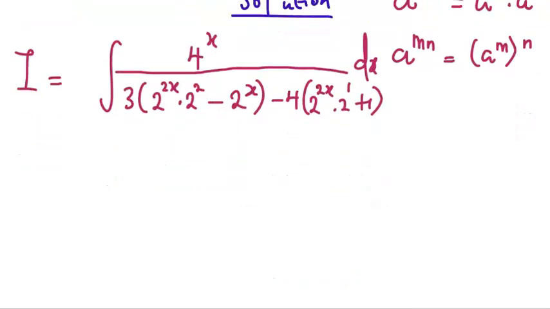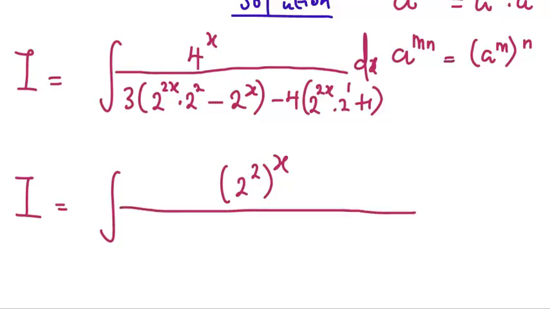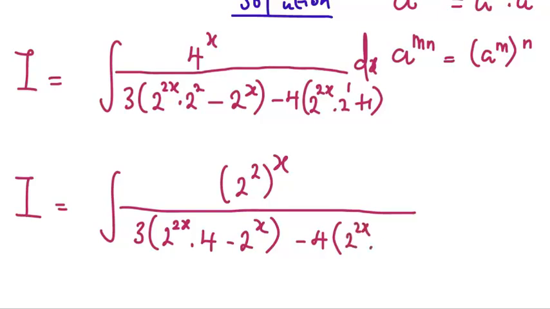Okay, so from here now, our I is going to be equal to the integral. Here, 4^x, remember the base is 2 squared, so we have (2^2)^x, divided by 3 into brackets, 2^(2x) multiplied by 2 squared, that will give us 4, and then minus 2^x. Here minus 4 into brackets, 2^(2x) multiplied by 2^1, that is 2, and then plus 1. And here we have our dx.